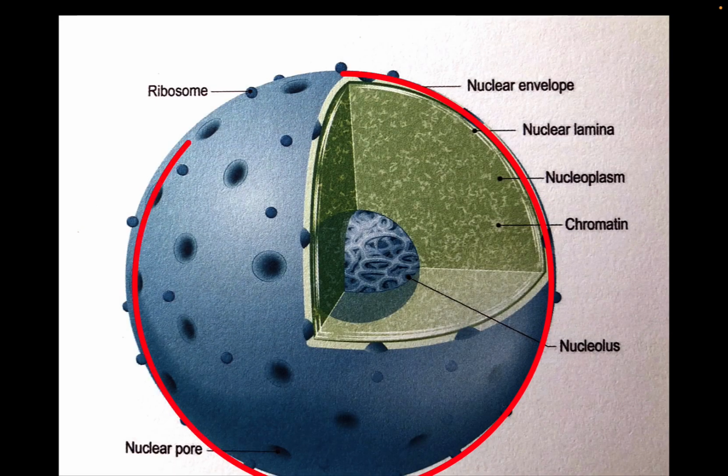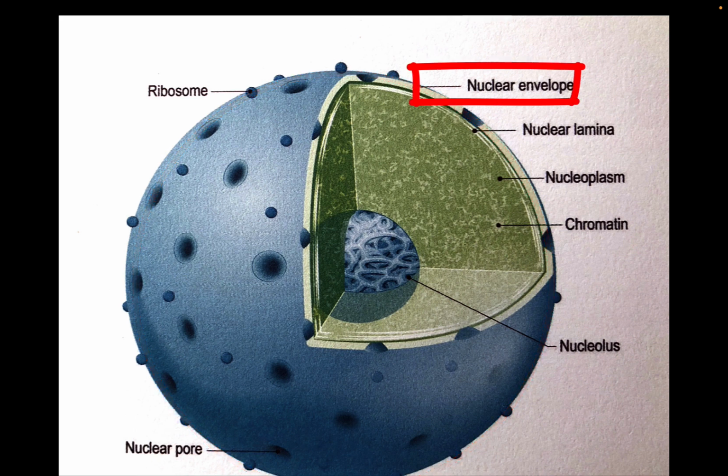The outer coating is a membranous layer called the nuclear envelope, or the nuclear membrane. It has pores to allow for material such as RNA, nucleotides, amino acids, and nutrients to pass in and out.